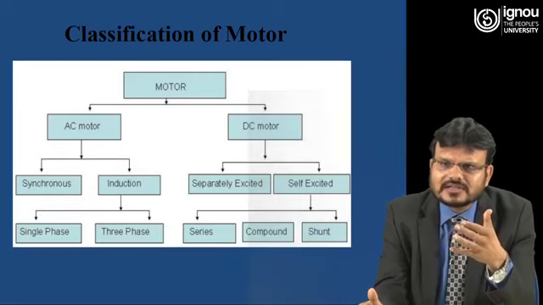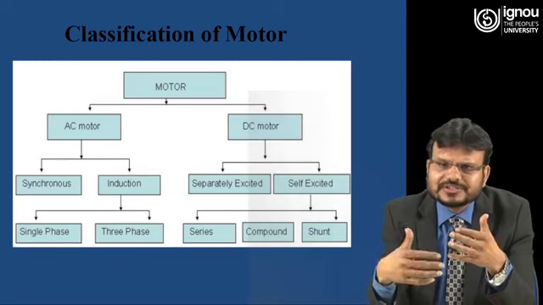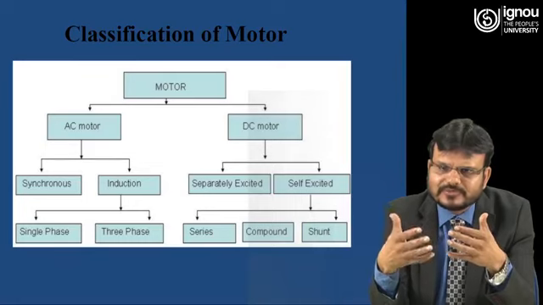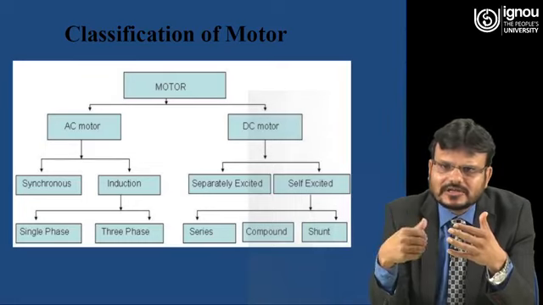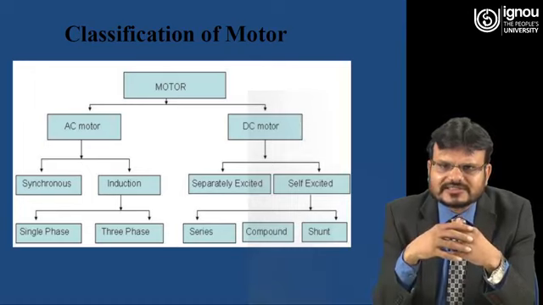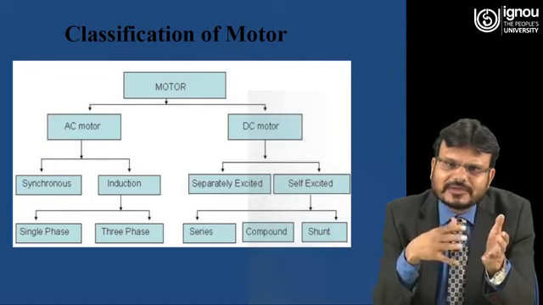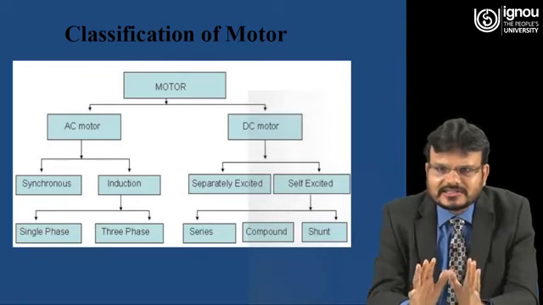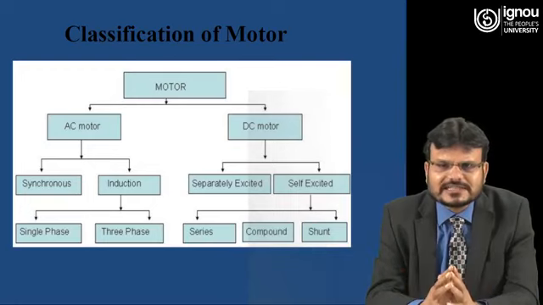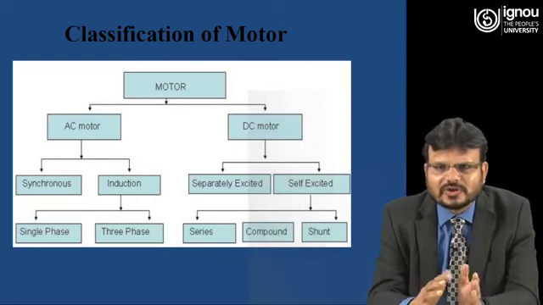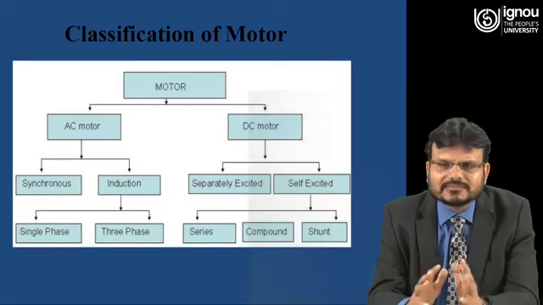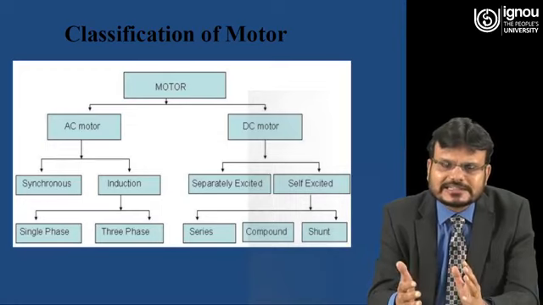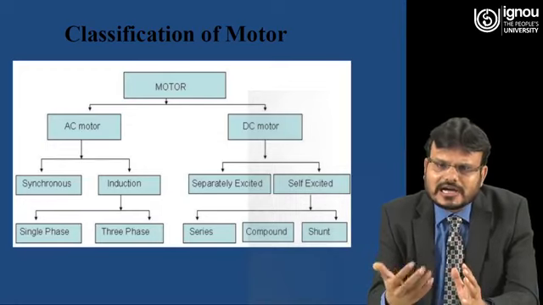Self-excited motor means the supply which is used to excite the field winding comes from the motor itself. If you are exciting the field winding by a separate source, then it is called a separately excited motor. Then this self-excited motor can again be classified as series motor, shunt motor, and compound motor. How are the series, shunt and compound motors classified? It is classified on the basis of how the field winding is connected with the armature winding.